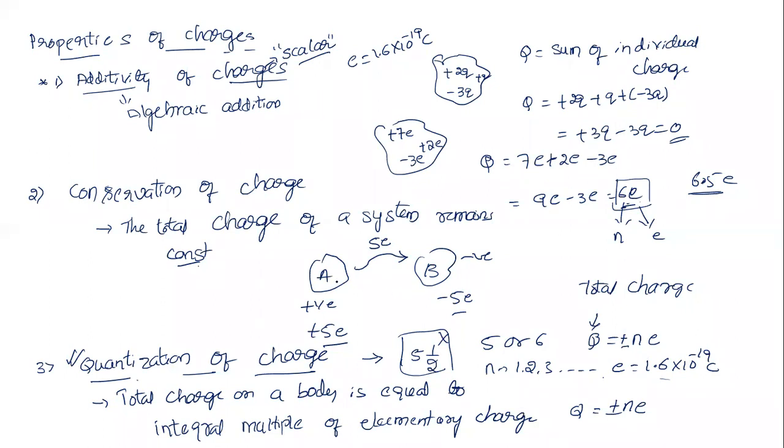Is it possible that 5.5 electrons are going to transfer, with half an electron remaining in A and half going to B? No, not possible. Either the electron needs to transfer completely or stay there only. That's the reason the charge is always an integral multiple of the elementary charge. Okay, now it is clear.